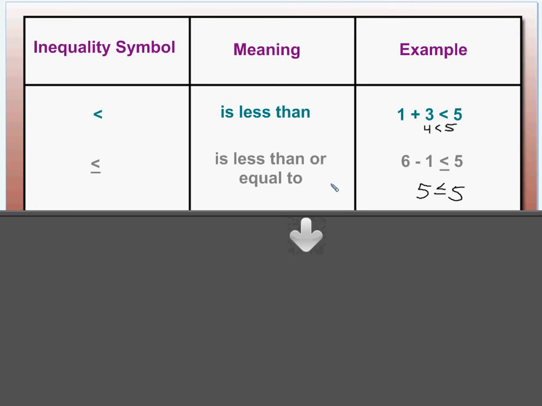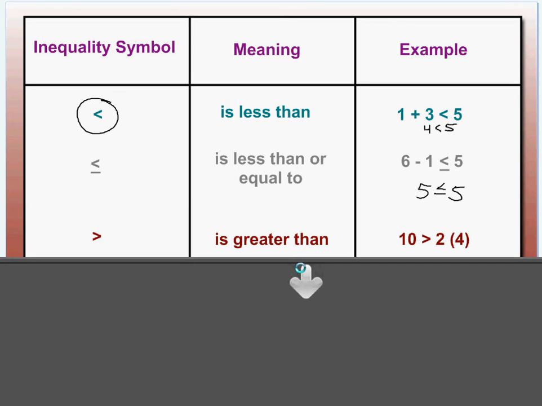If you did not have this line here, if all you have is this symbol here, it cannot be equal to it. It has to be smaller. Okay, that's the only difference there, is that in this top example, it has to be smaller than 5. So it can be 4.99 and anything smaller than that. But the next example, it can be 5. Okay, and that's the only difference between those two. Okay, I got 2 more, and I bet you can guess what they are.